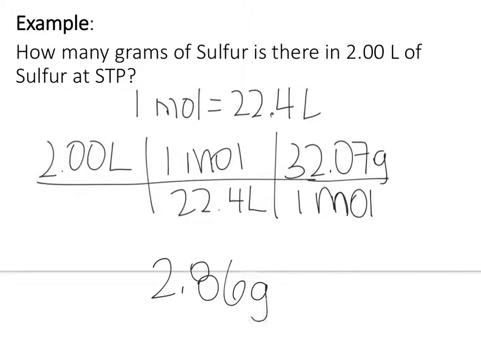2.86 grams of sulfur. Now keep in mind, that says that in 2 liters, like a full 2-liter bottle of sulfur gas is going to weigh about 3 grams. That's about the weight of 3 paper clips. So, gases are stinking light. But there you go. 1 mole is that at STP. Convert liters to moles, moles to grams. You're done.